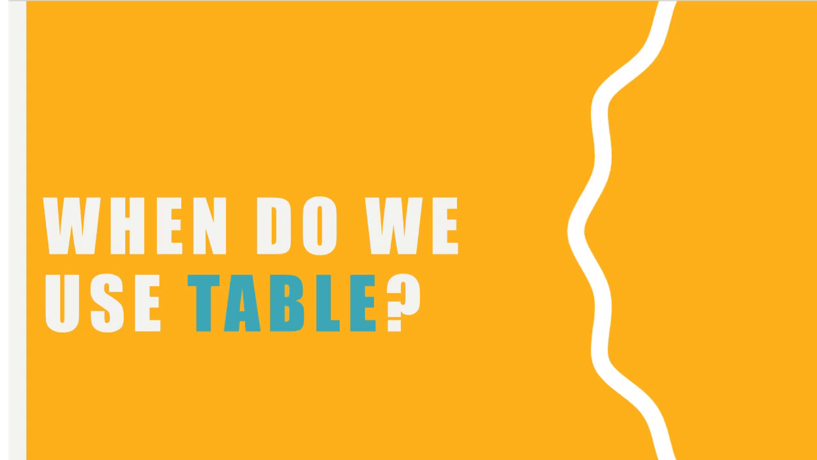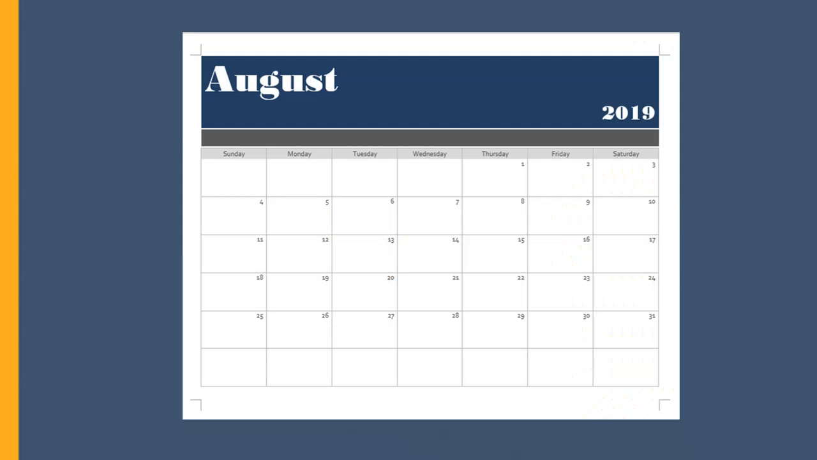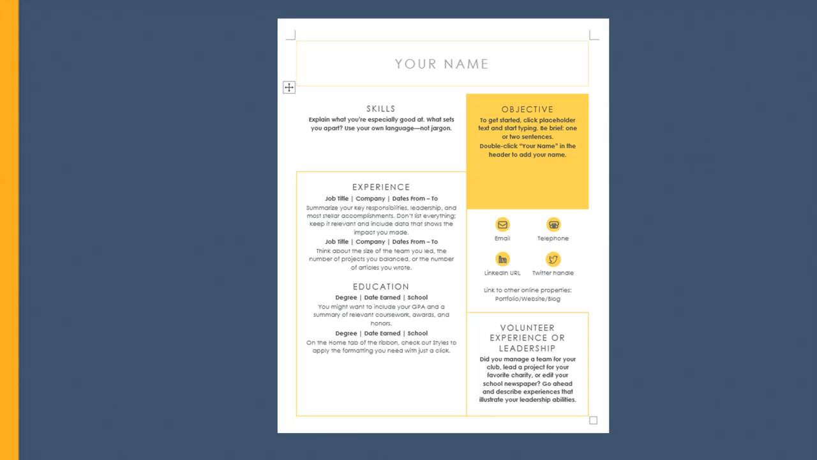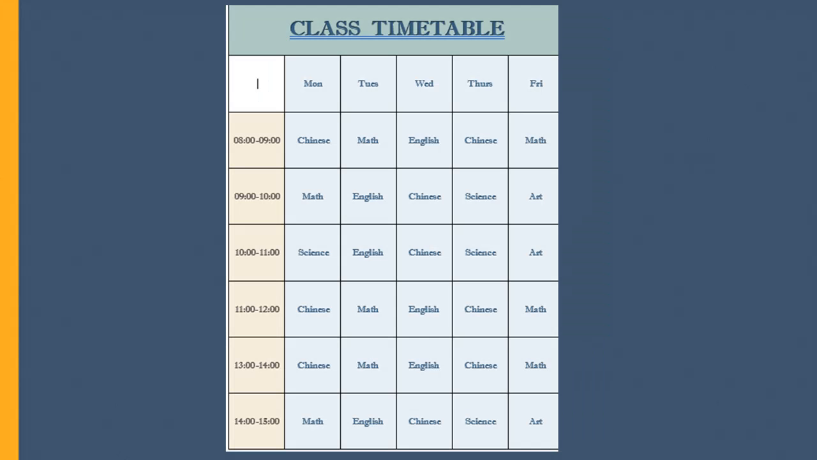When do we use a table? A table is a useful function to design your page or to record and represent your data. You can make a calendar by inserting a table, or create a profile, or create a class timetable. Which one is more useful? I think the class timetable is more useful.